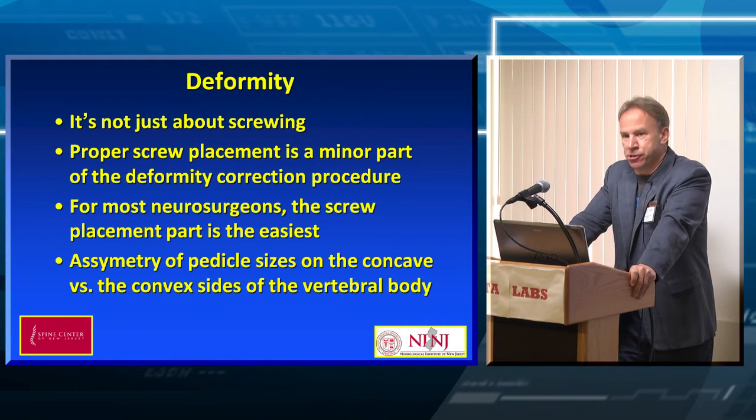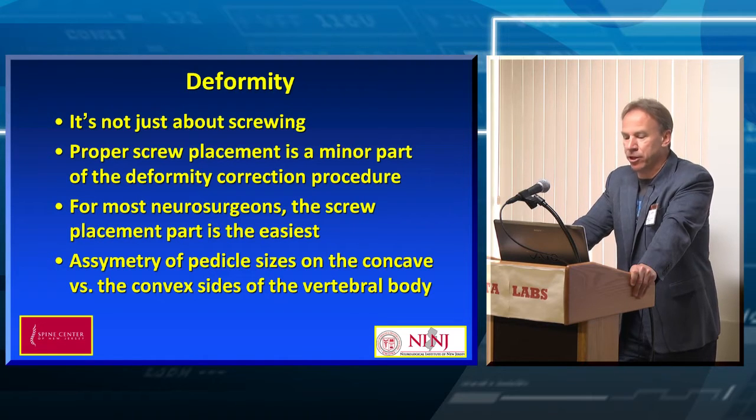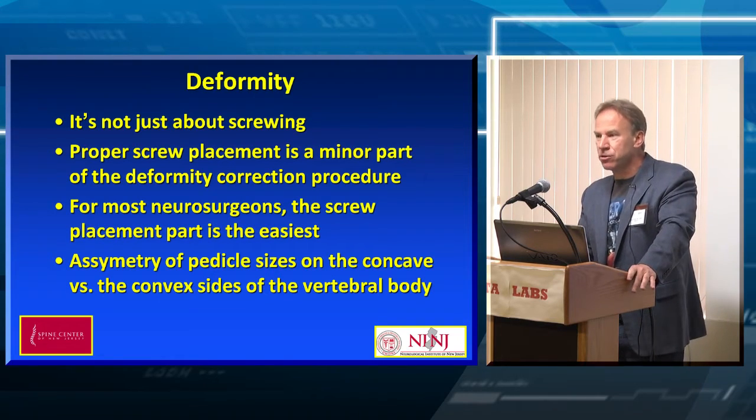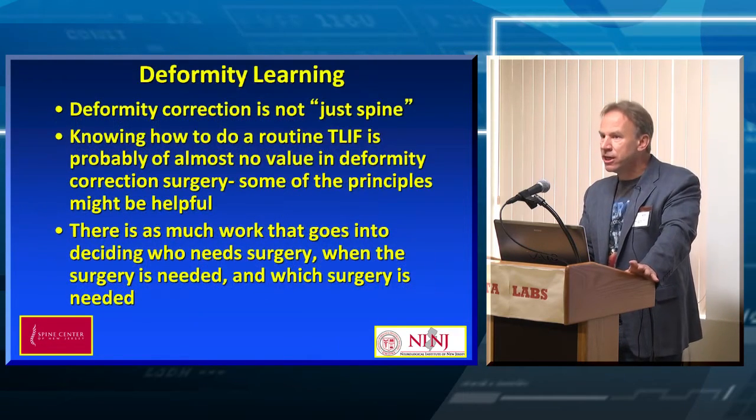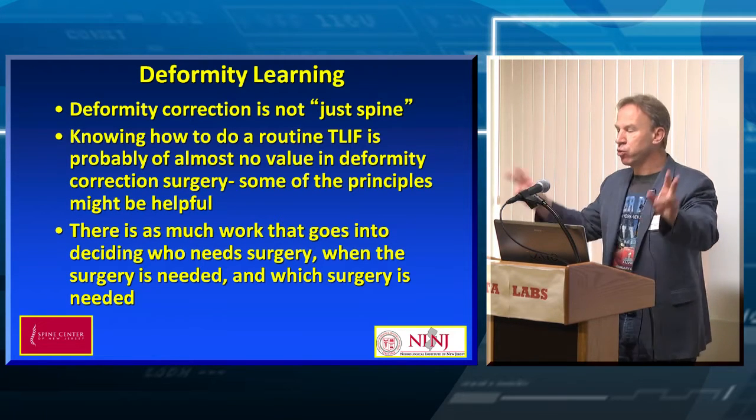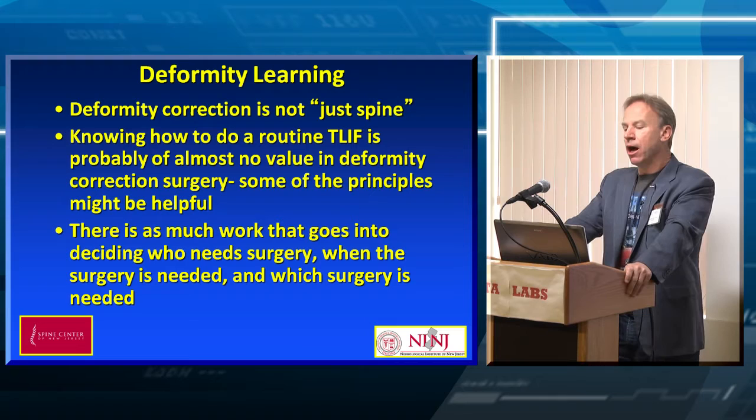Deformity is not just about screwing. Proper screw placement is a minor part of a deformity correction procedure. And for most neurosurgeons, screw placement is probably the easiest thing. There is asymmetry of the pedicles, and there are a number of things that need to be accounted for. And deformity correction is not, quote, just spine.